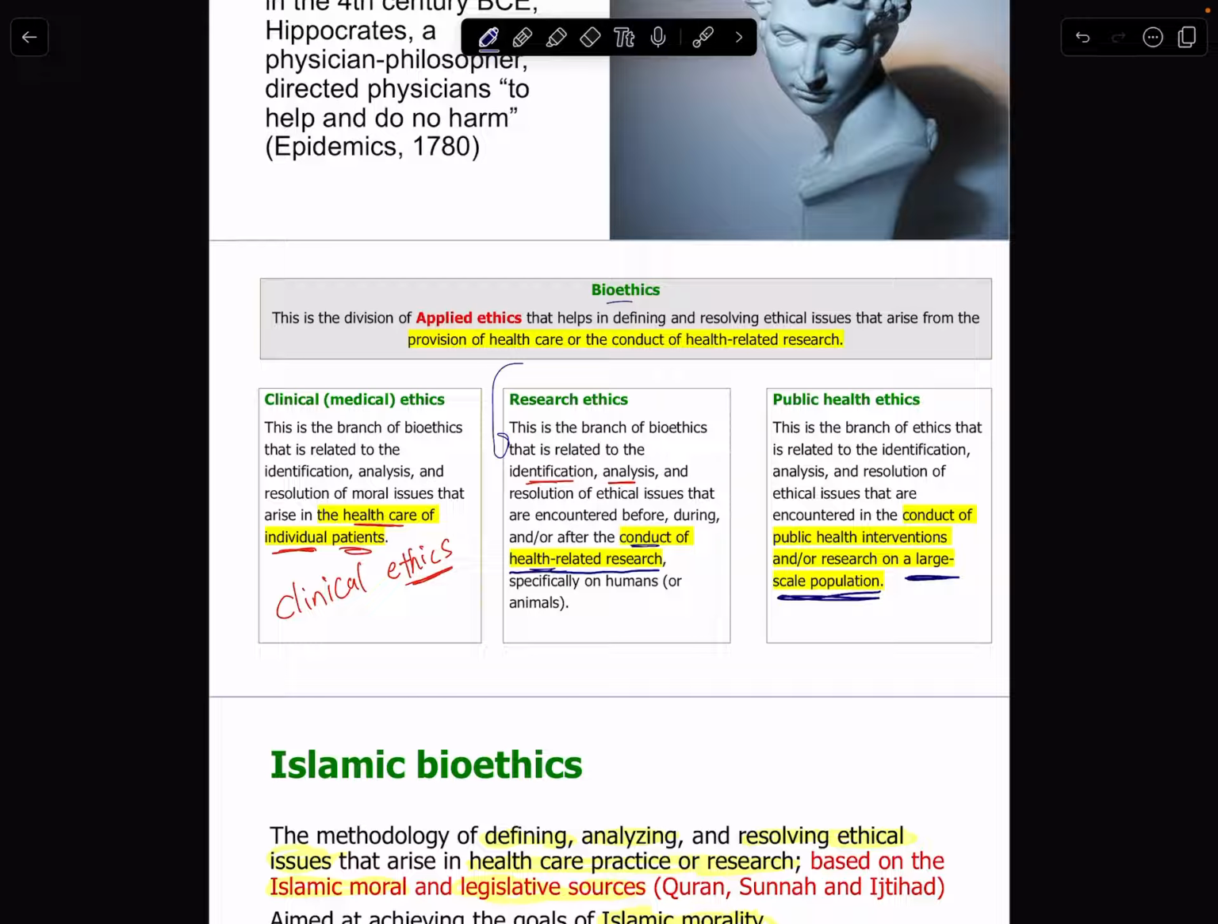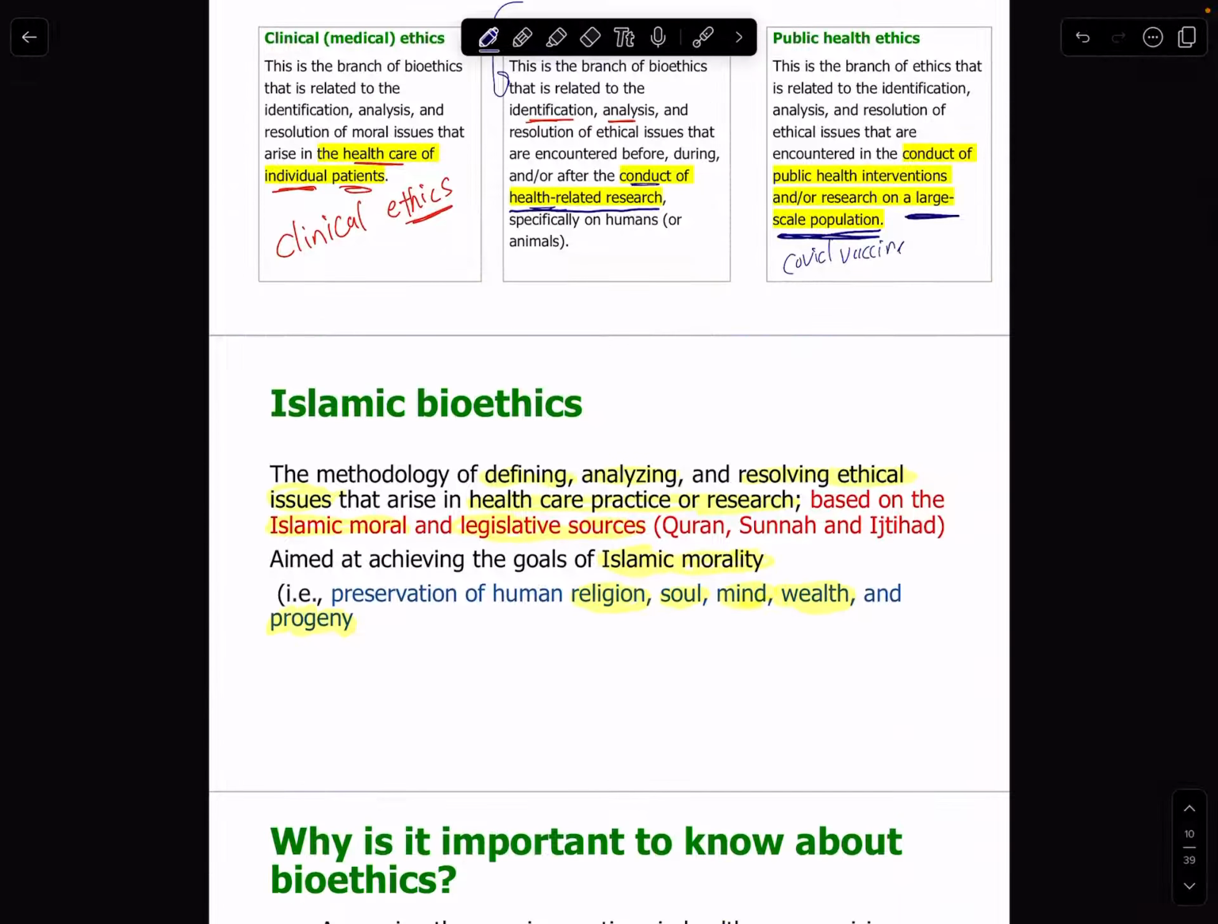Public health ethics is the one that you face when, for example, you're conducting a large-scale operation or research on a big operation or a public health action. For example, the COVID vaccine was a public health ethics issue.